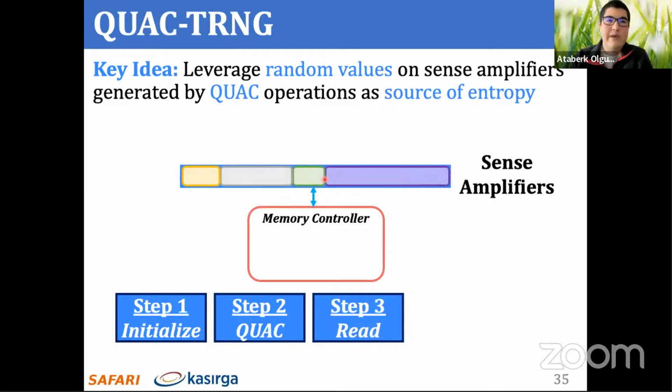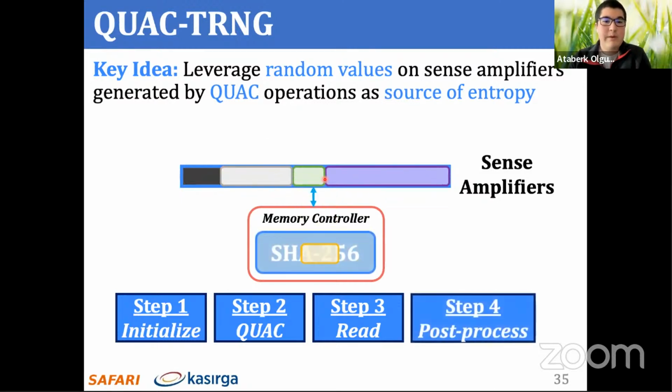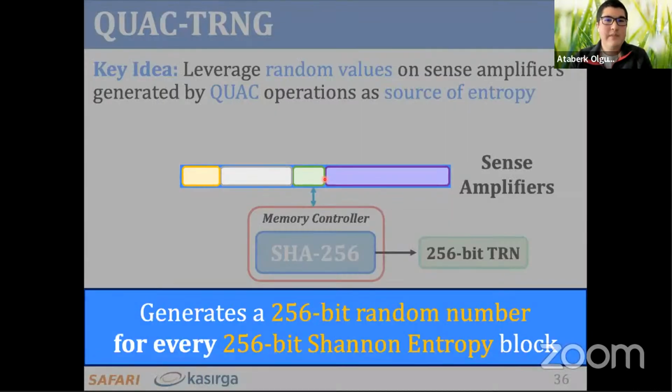And to do that, based on a one-time characterization effort, which I will describe in the next slides, it partitions the data on the sense amplifiers into arbitrarily sized blocks. Each block has 256 bits of Shannon entropy. It reads each of these blocks to the memory controller and uses the SHA-256 hash function to post-process each block and finally output a 256-bit true random number. So QUAC-TRNG generates a 256-bit true random number for every one of these blocks it reads.